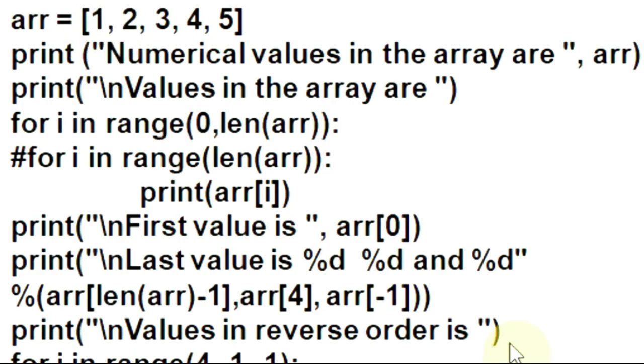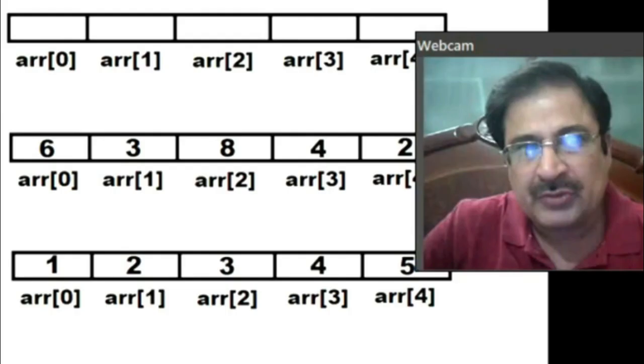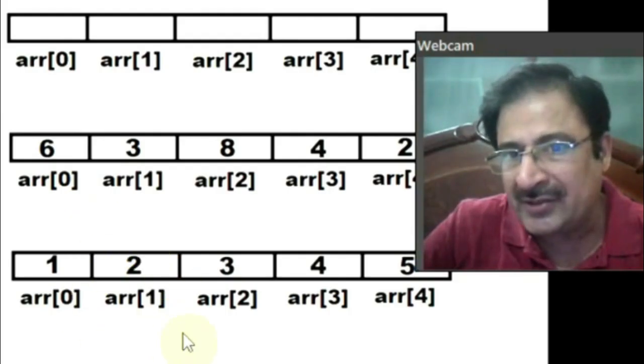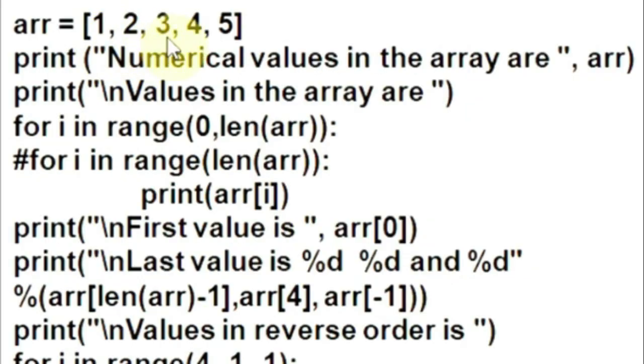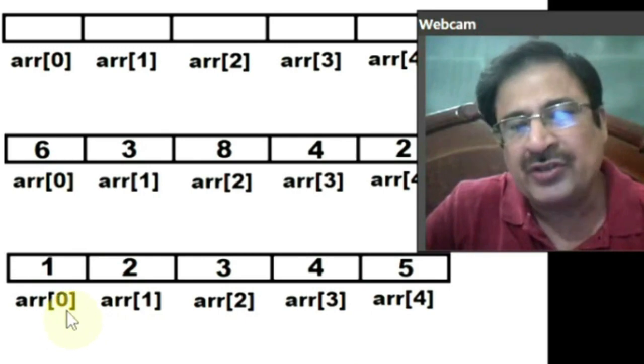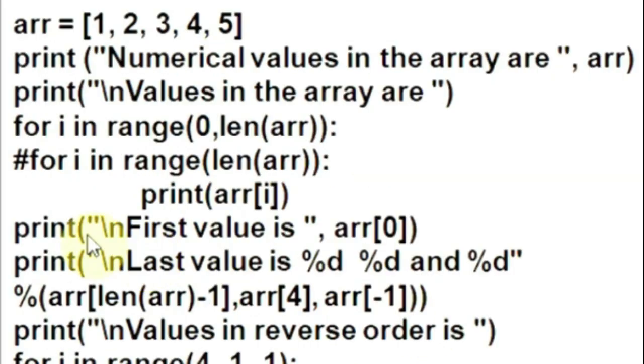And obviously this 1 will be assigned to array 0 index location. This 2 will be assigned to array 1 index location, and so on. You can have any values, 65, 82, whatever. Just to make the program simple, I am taking this sequence of values, and obviously they will be assigned to the index locations from 0 till 4. Okay. This is ensuring that at array 0 is the first value.